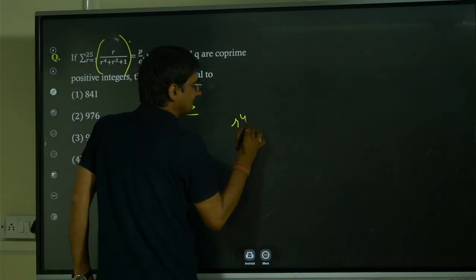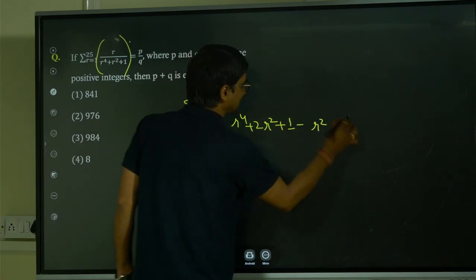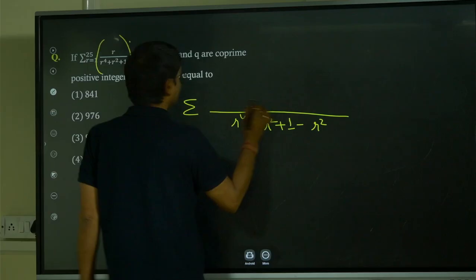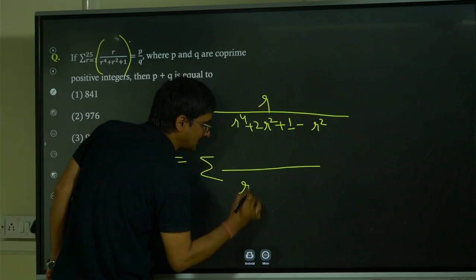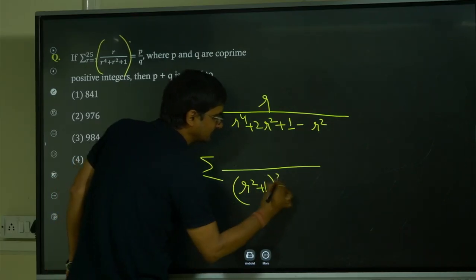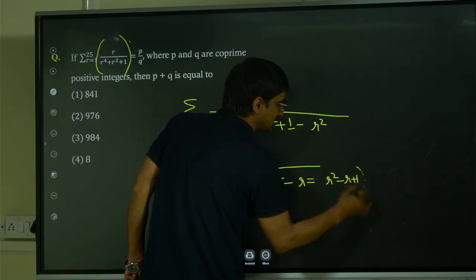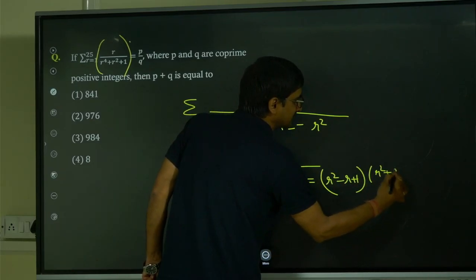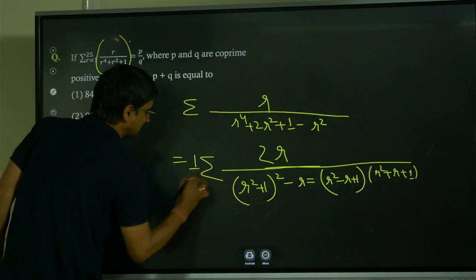So how? Add r square. See, I remember this question. As I said, it's a very common question. So in the denominator, it's (r square plus 1) whole square minus r square. So it's (r square minus r plus 1) into (r square plus r plus 1), and this is nothing but r here. Divide and multiply by 2.